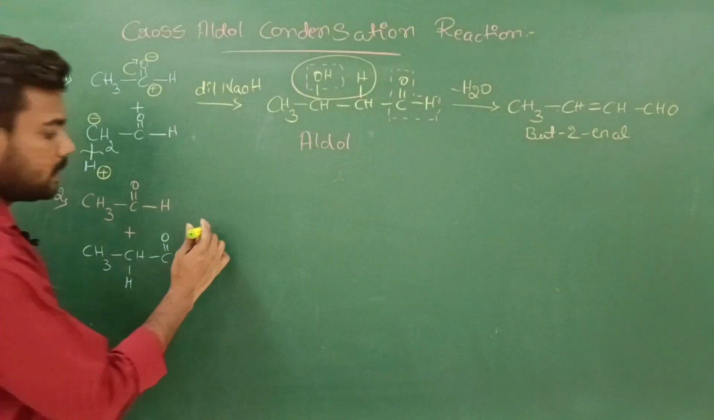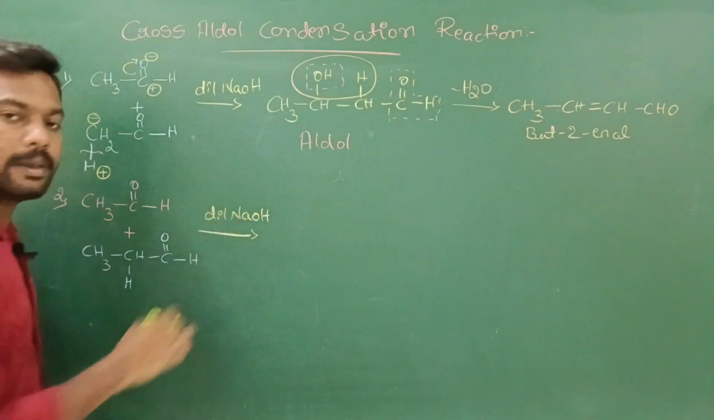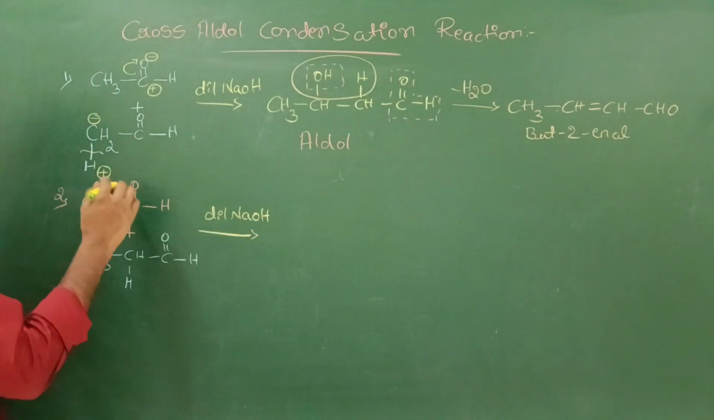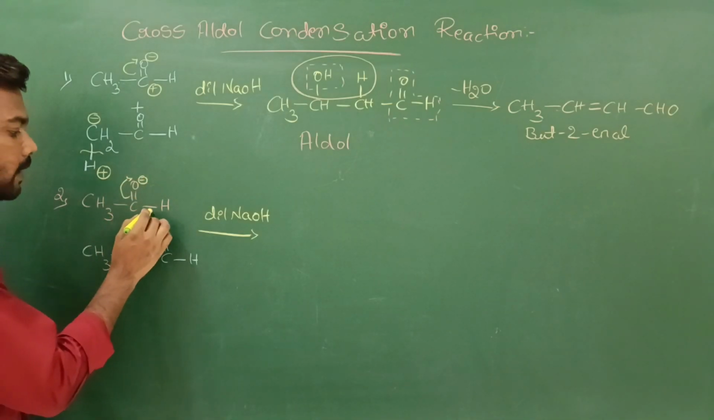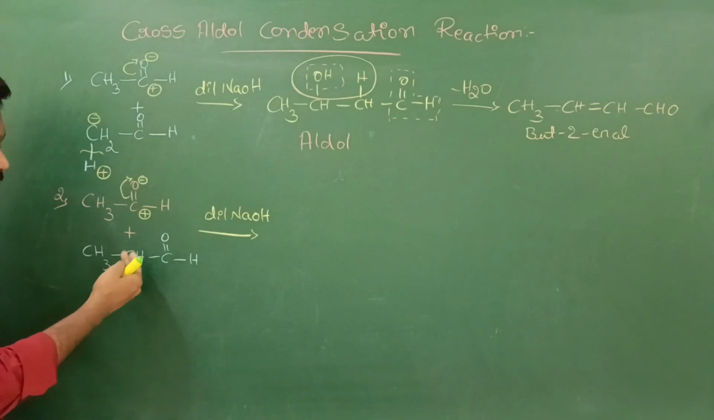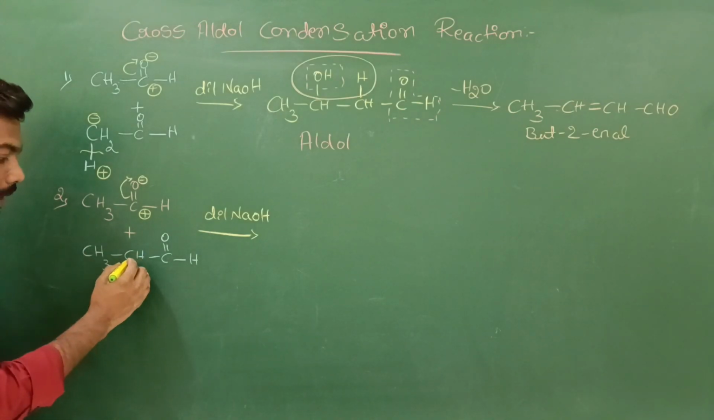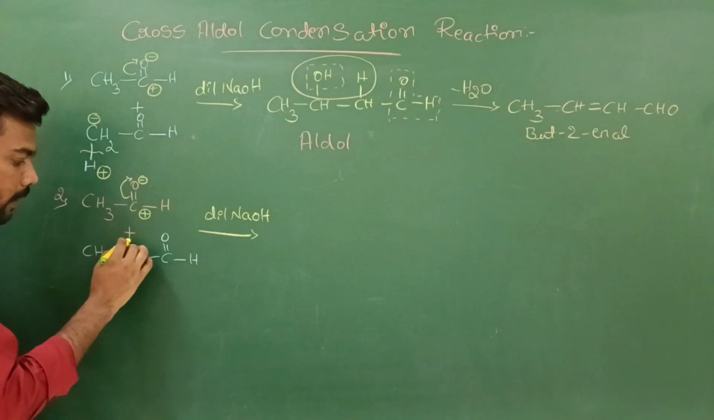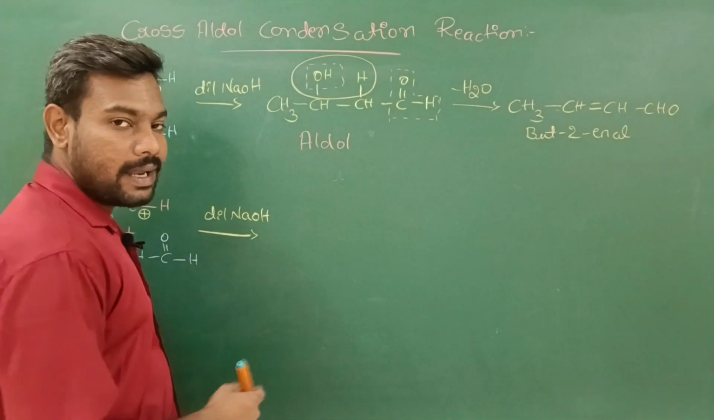In the presence of dilute sodium hydroxide, the oxygen atom will carry a negative charge and the carbon atom will carry a positive charge. Here, in propanol, the carbon adjacent to the carbonyl carbon carries a negative charge and the hydrogen atom carries a positive charge. That is, the alpha hydrogen will be removed to form an aldol.